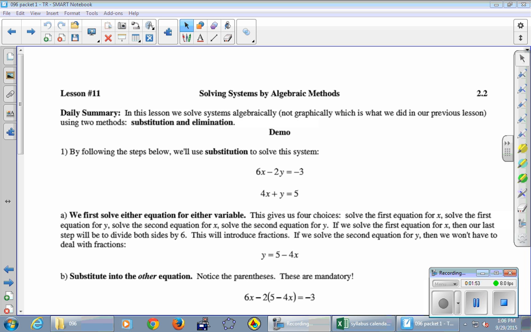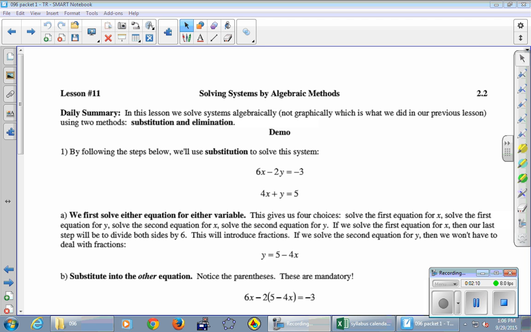Solving this one for x, I need to move this negative 2y by adding 2y. That's fine. Then it's going to say 6x equals. How do I solve for x? Divide by 6, which gives you fractions all over the place. Yes? You'll have to divide by 6.